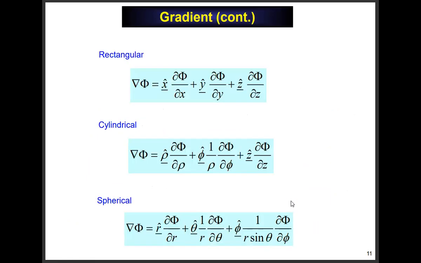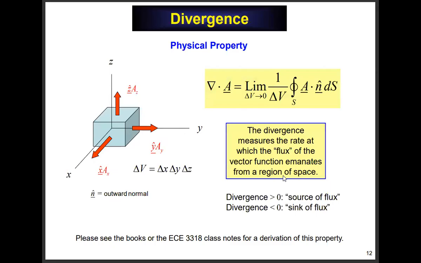Okay. Now on this slide, I'm finally showing you formulas in cylindrical and spherical. Again, see the appendix in the Hayton-Buck book if you want to see a derivation, but you're not responsible for the derivation. But there they are. Now let me review the physical meaning of divergence and why we like that. Remember, the discussion and proof of all this is in the 3318 notes.